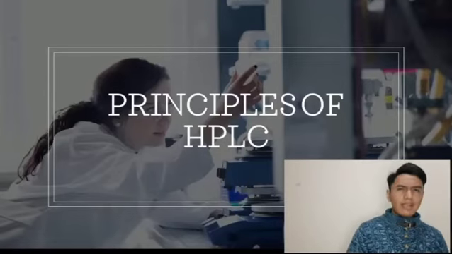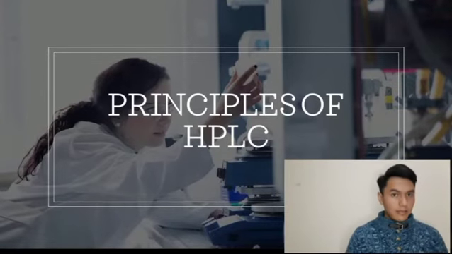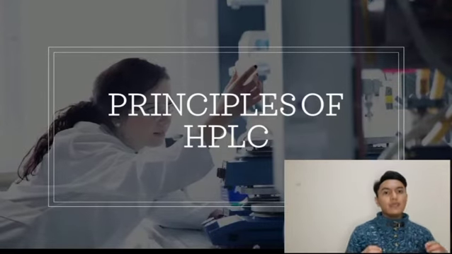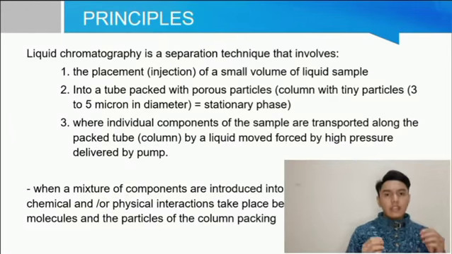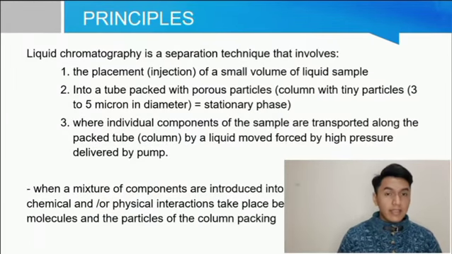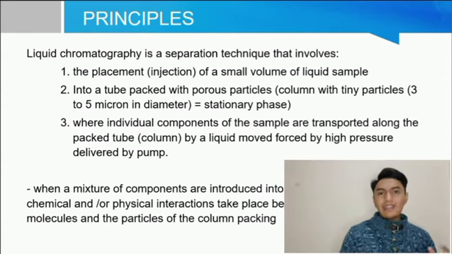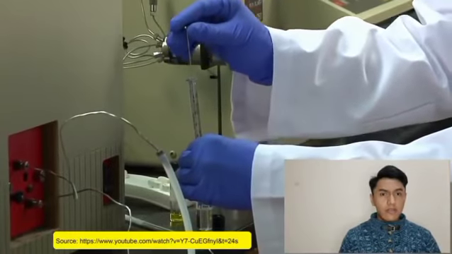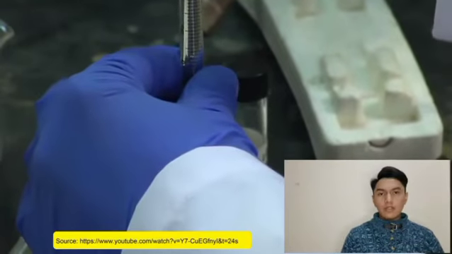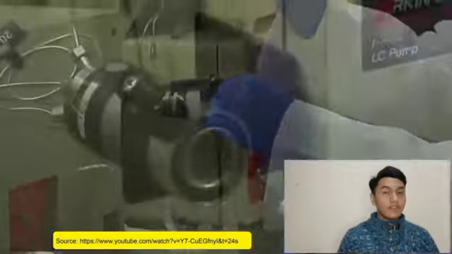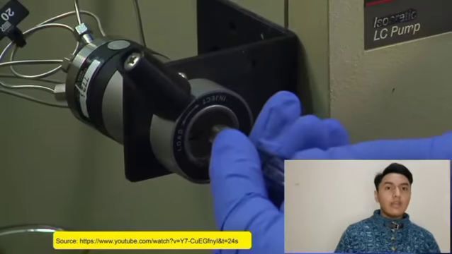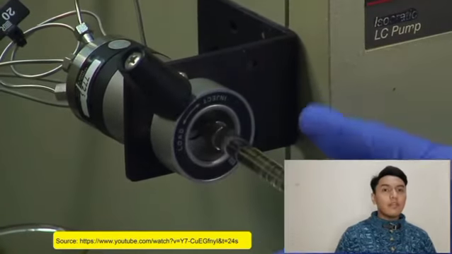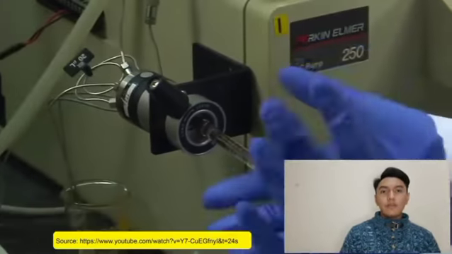So now, let's go to the principles of HPLC. As we know, HPLC is a liquid chromatography. Liquid chromatography is a separation technique that involves the injection of a small volume of liquid sample into a tube packed with porous particles known as stationary phase, where the individual components of the sample are transported along the packed tube, known as the column, by a liquid moved by high pressure delivered by a pump.